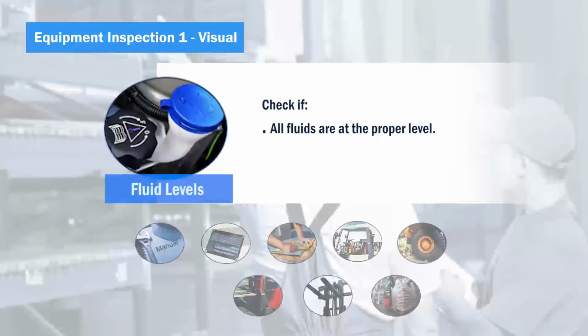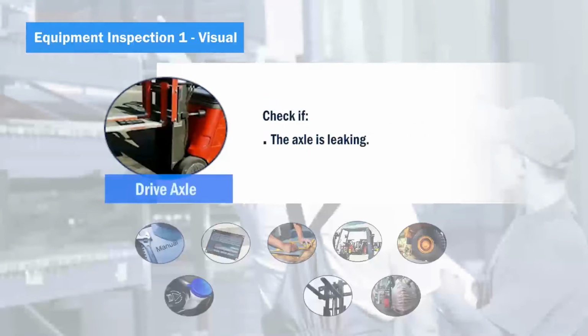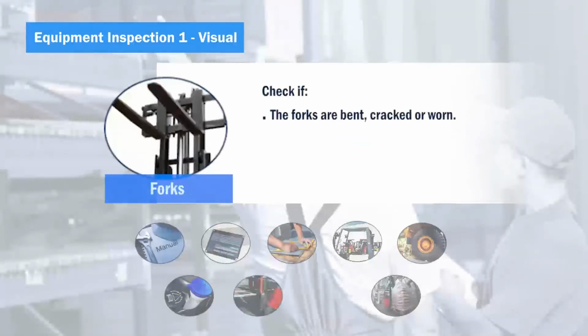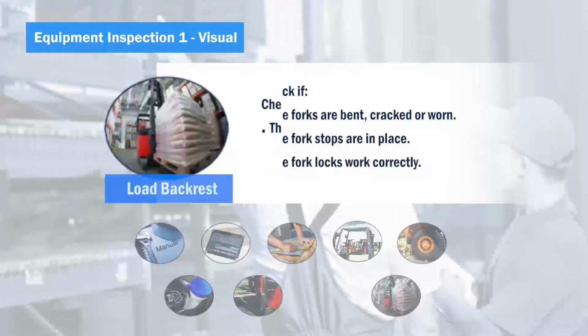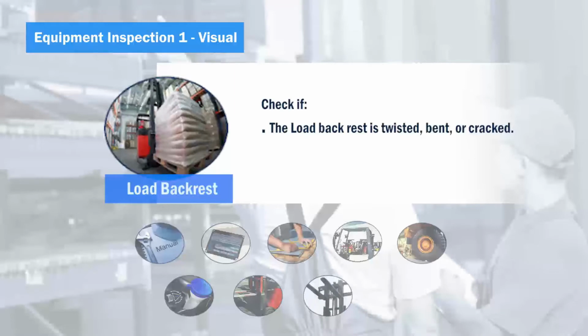Fluid levels. Check if all fluids are at the proper level. Check if lubrication has been applied on schedule. Drive axle. Check if the drive axle is leaking. Forks. Check if the forks are bent, cracked, or worn. Check if the fork stops are in place. Check if the fork locks work correctly. Load backrest. Check if the load backrest is twisted, bent, or cracked. Check if the mounting bolts are secure.